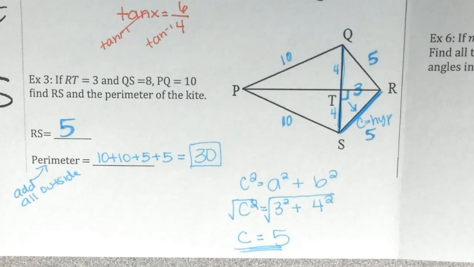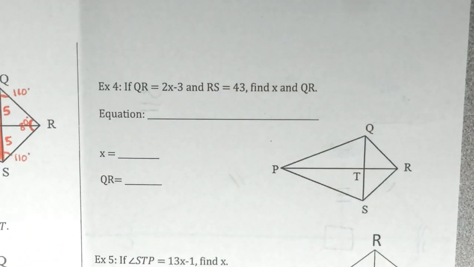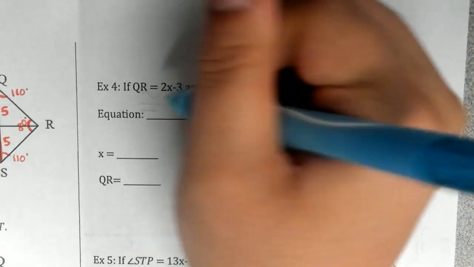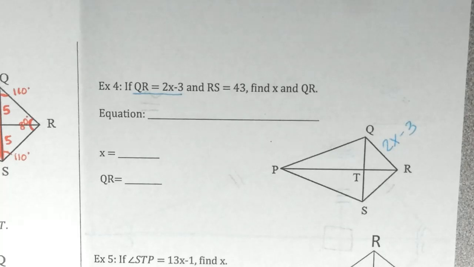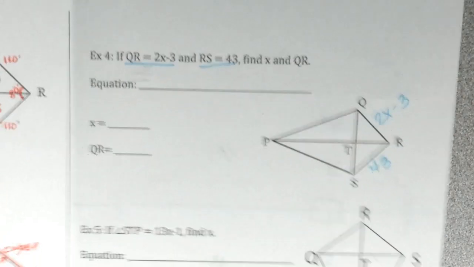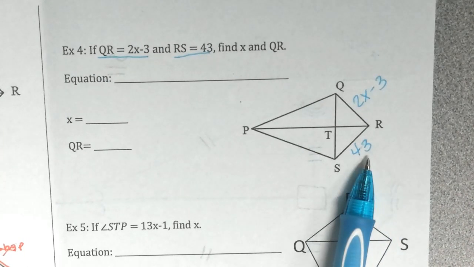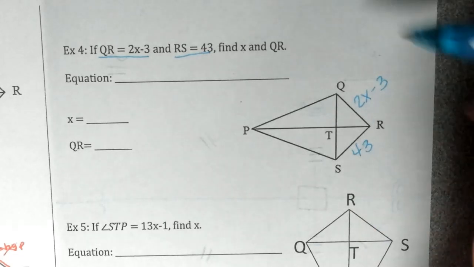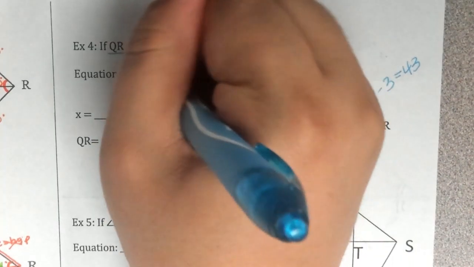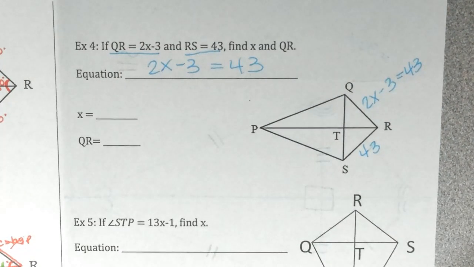All right, slide on over. We are almost done. QR is 2x minus 3. That's what that says. RS is 43. Well, if this is 43, what do I know? I know the top is also 43, so it equals 2x minus 3. So 2x minus 3 equals 43. I would like you to solve that. Go.